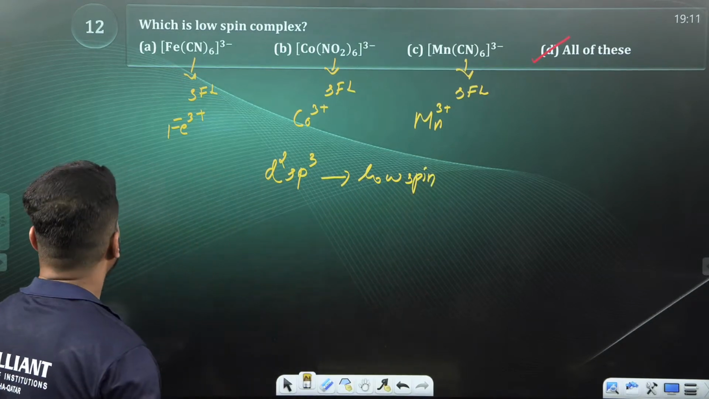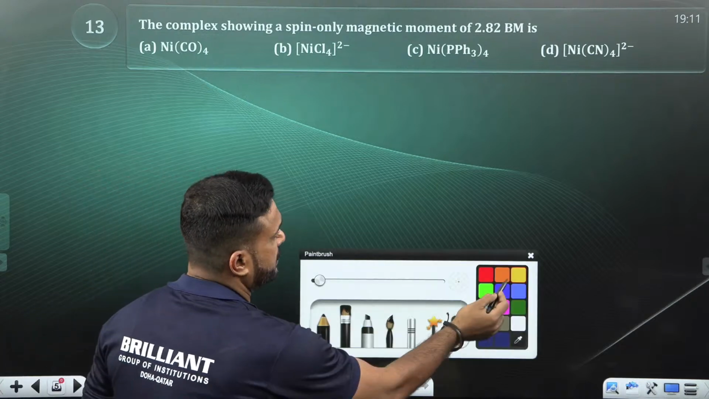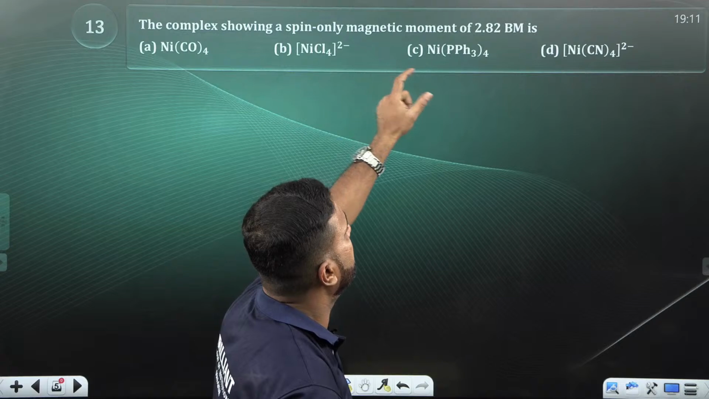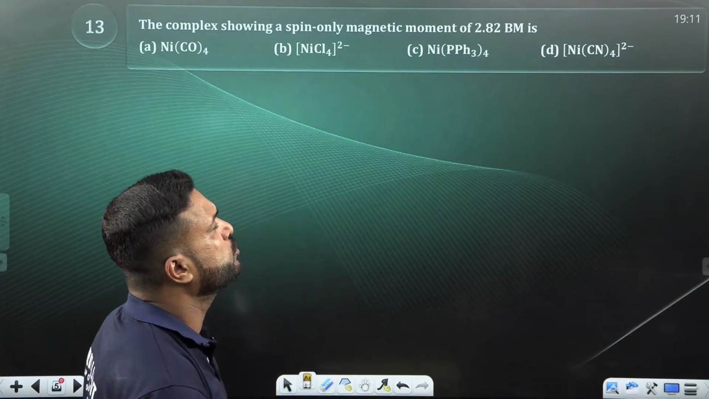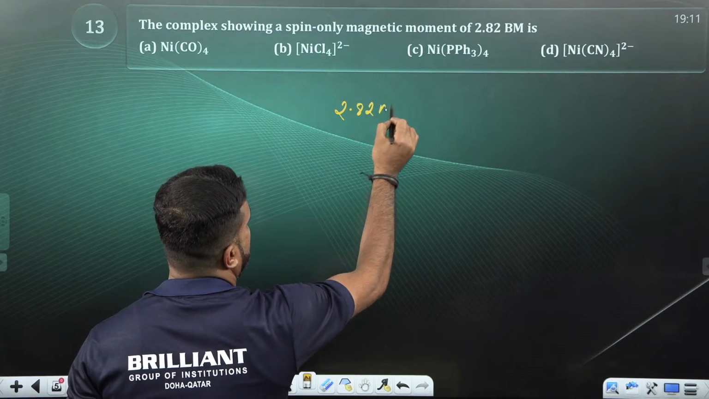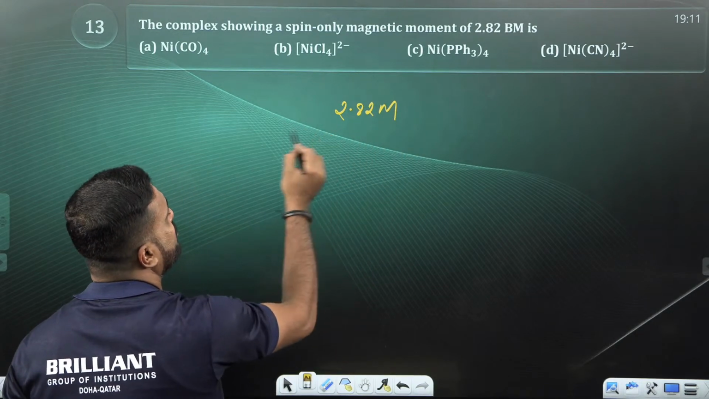Okay, fine. Question number 13. The question is, the complex showing a spin only magnetic moment of 2.82 Bohr magneton. I think 2.82 Bohr magneton means it should be root 8. Many values we did, I think.